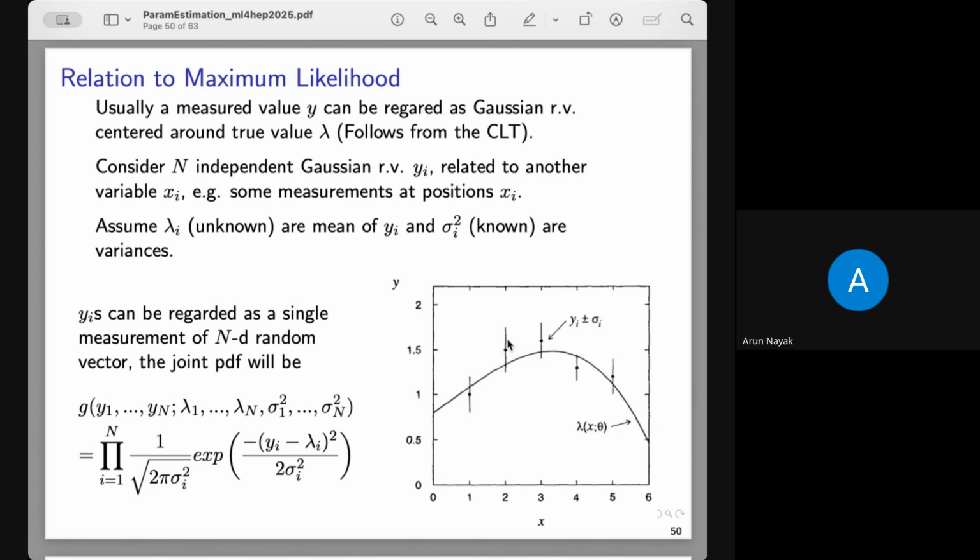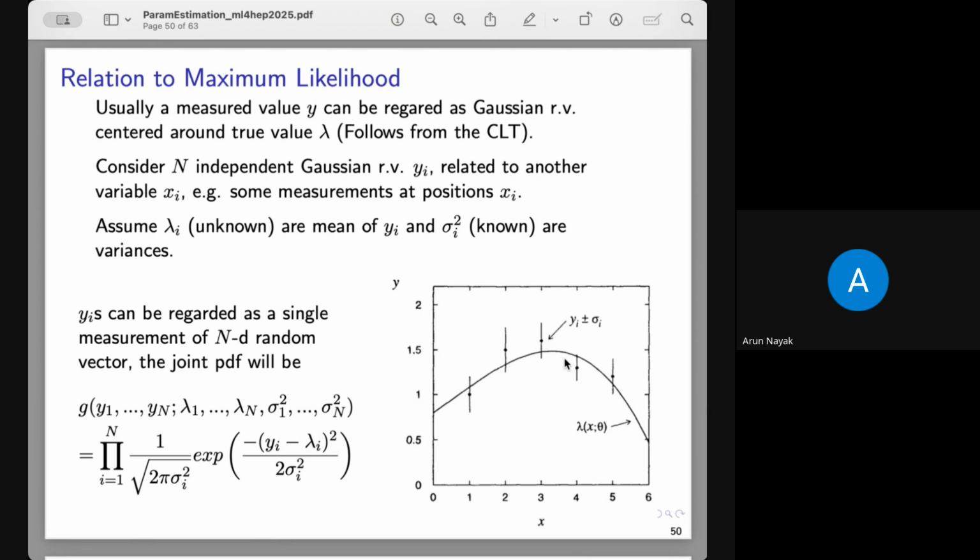So this yi can be distributed along this line as a Gaussian distribution, with some mean lambda i, and the sigma which is equal to the error bar given here. Now we can consider this yi as a single measurement of an n-dimensional random vector, each of these having a Gaussian distribution.